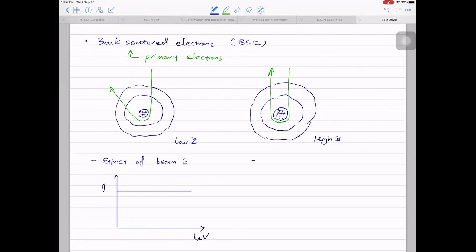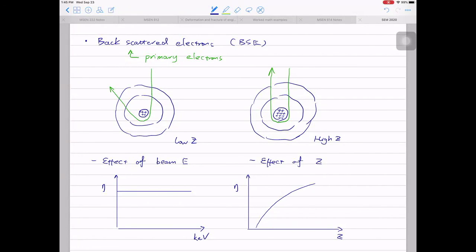Now, let's look at the effect of Z, the atomic number of your specimen. From the previous schematic, you can kind of tell that already. So on the x-axis, that is Z, the atomic number of your sample. Then on the y-axis, that's again eta, the yield, then you'll see something like this. As Z increases, we get more backscattered electrons.